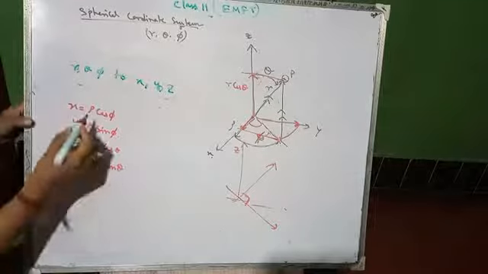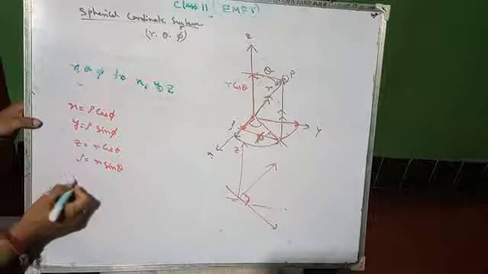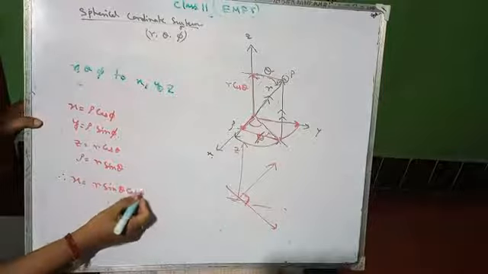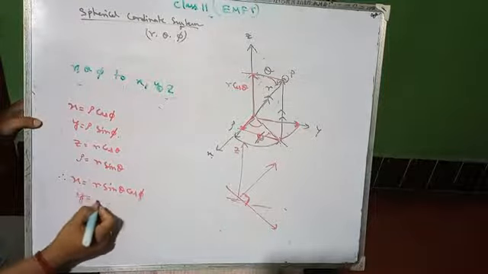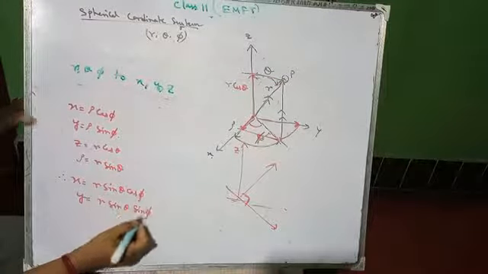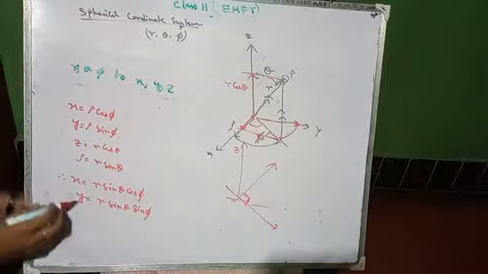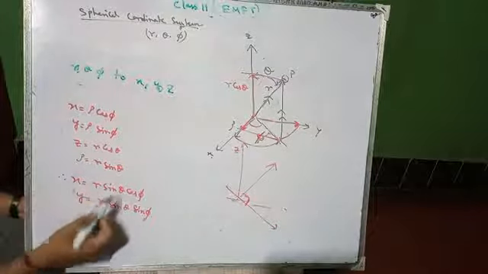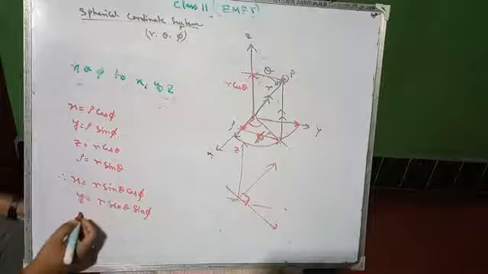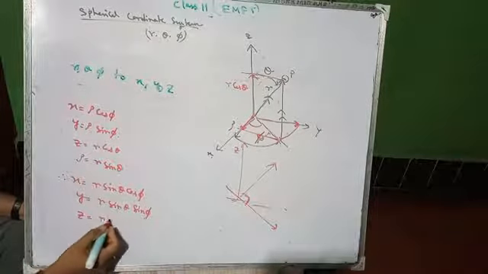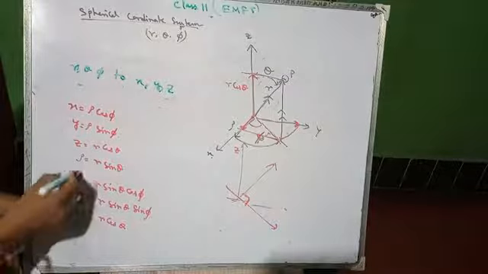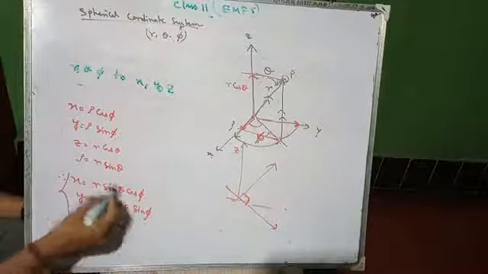So just put it over here. x equals r sin theta cos phi, and y equals r sin theta sin phi. Here x and y are functions of r, theta, phi. Simultaneously you have this equation, and z equals, as already found, r cos theta. These three equations give the relation between x, y, z and r, theta, phi.